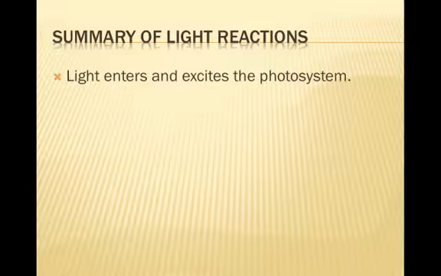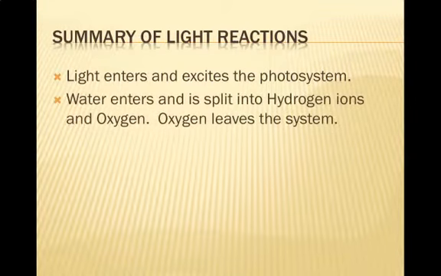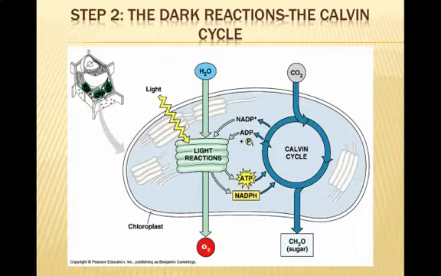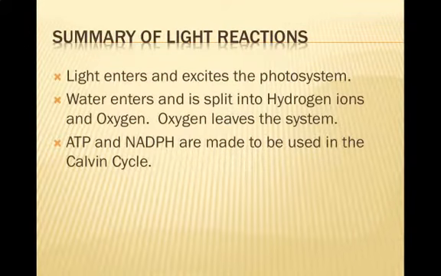Light enters and excites the photosystem. Water enters and is split into hydrogen ions and oxygen. The oxygen leaves the system. ATP and NADPH are made to be used in the Calvin cycle, and we go into the Calvin cycle. So again, light enters, water enters, ADP and NADP plus enter. What leaves is oxygen, ATP, and NADPH.